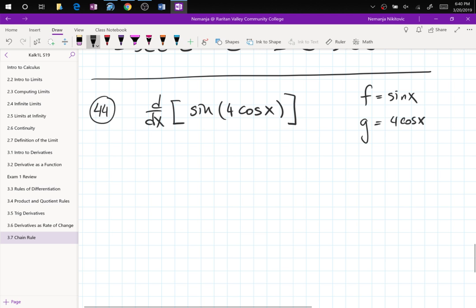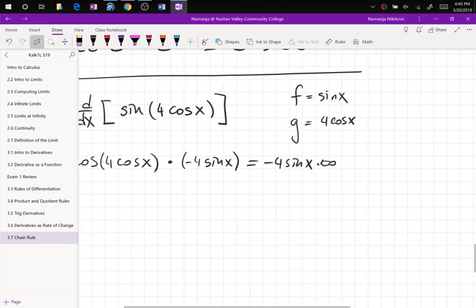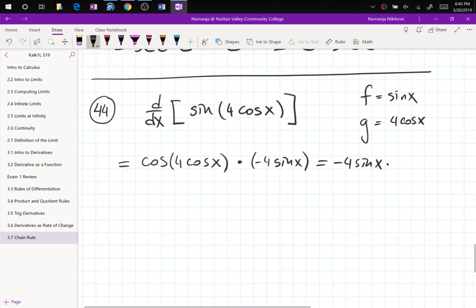So we are going to take the derivative of the outer function. So sine, the derivative of that would be cosine of 4 cosine x. Remember that you have to keep the guts as is, times the derivative of the inside, which is negative 4 sine x. Yes. So in this case, we are going to kick negative 4 sine x in front and then multiply that by cosine of 4 cosine x. Beautiful.